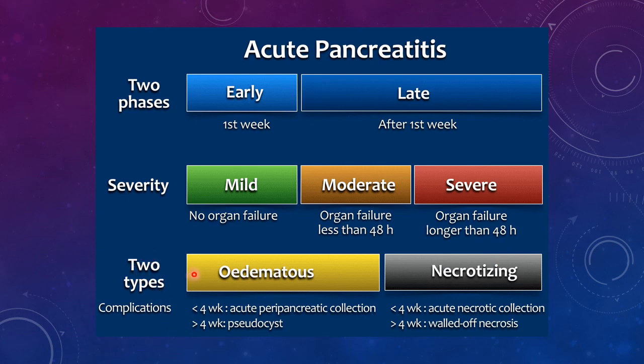Pathologically, as I said, there are edematous and necrotizing types. Edematous has a lot of fluid collection, and this can lead to pseudocyst formation after 6 to 8 weeks. Whereas necrotizing can lead to acute necrotic collection, which can be walled off to form a mass, or secondary infection to form abscess.